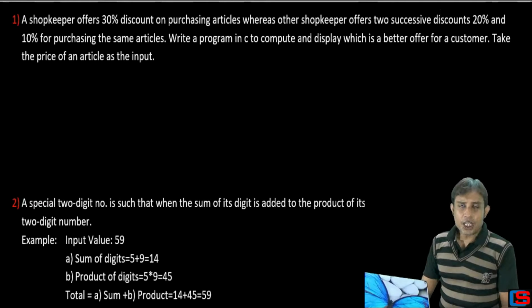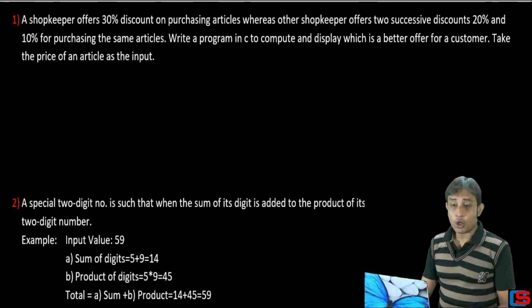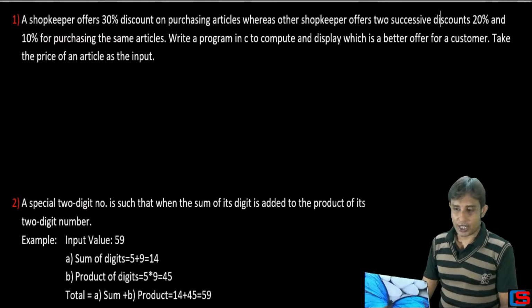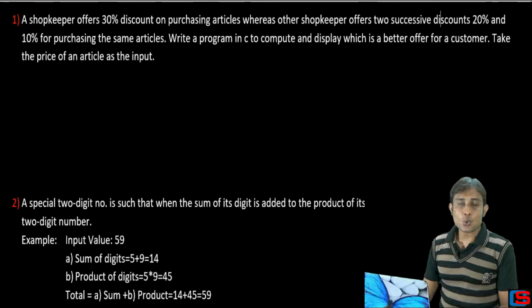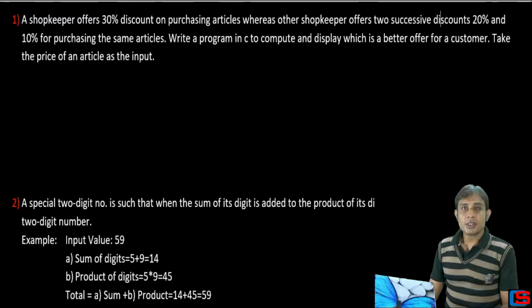So you can see in this question, if you would like to purchase an article, there are two types of shops available. In one, the shopkeeper gives the 30% discount, a flat, direct discount, and another shopkeeper gives the same 30% discount but in a successive manner. That means first 20%, then 10%.